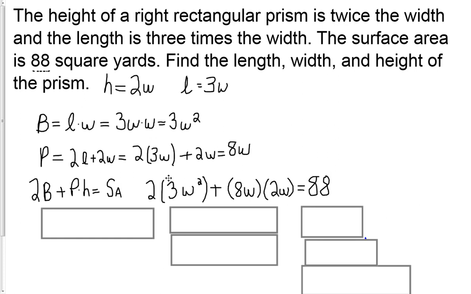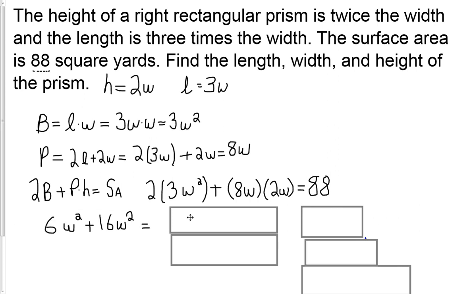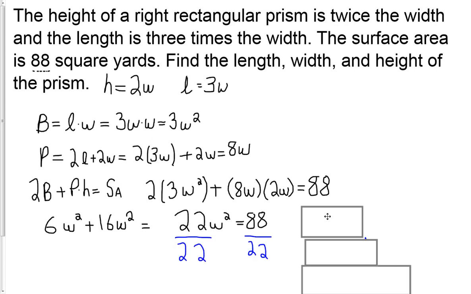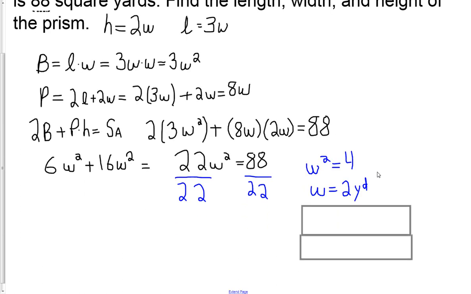So now 2 times 3 is 6W squared, 8 times 2 is 16, and we have 2W, so 6W squared plus 16W squared gives us 22W squared, and then we're going to divide by 22 to get 88 divided by 22 is 4. What times what is 4? W is 2. Technically, solving with square roots, you get minus 2 as well, but our values cannot be negative, so I just immediately knock that away.